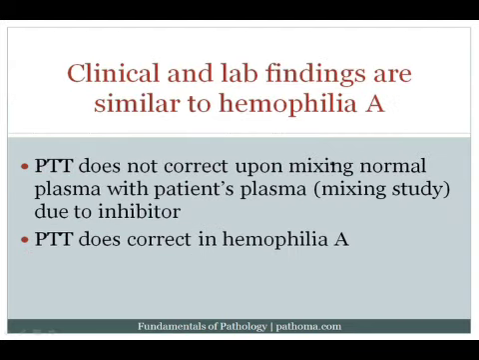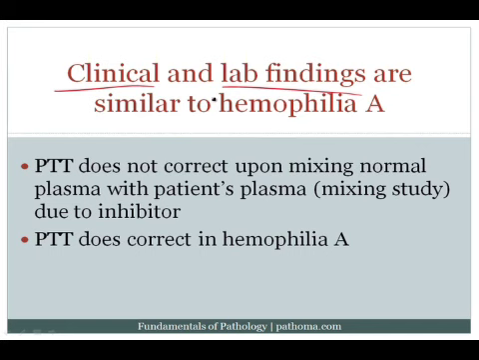Now, how are you going to make that distinction? Well, clinically and on lab findings, you're going to have the same findings in both hemophilia A and in a coagulation factor inhibitor. Basically, in both of these cases, you're going to have an increase in the PTT, and you're going to have some similar clinical findings. The way by which you're going to make the distinction is by doing something called a mixing study, and this becomes very high yield for examination purposes.